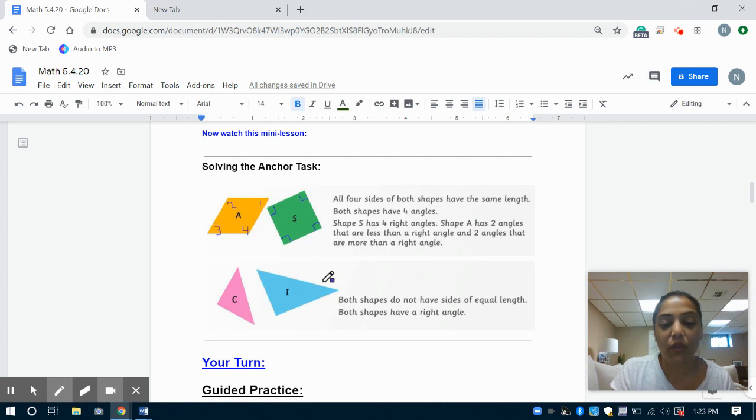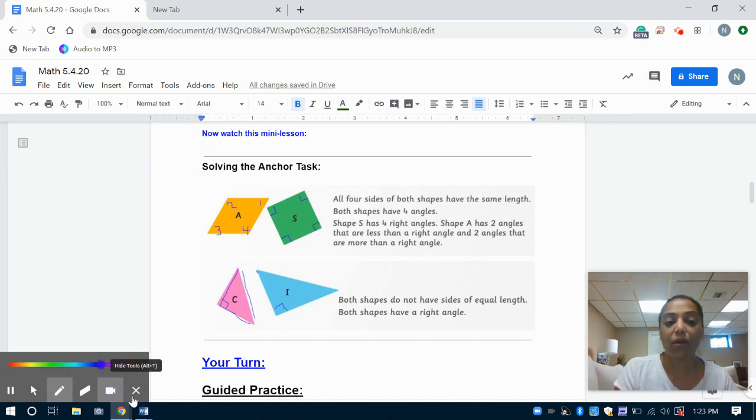Down over here we have shape C and I. Both shapes do not have sides of equal length. If you look at this side for shape C and this side, they're not all the same. And same thing for shape I. So it's really important to note the sides. They're not equal in length. Both shapes have a right angle, so that is something similar. Here's a right angle for shape C, and here's a right angle for shape I right there. What's alike? What's different? Now it's your turn.